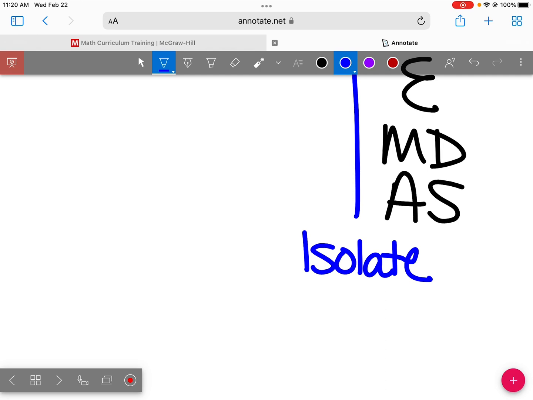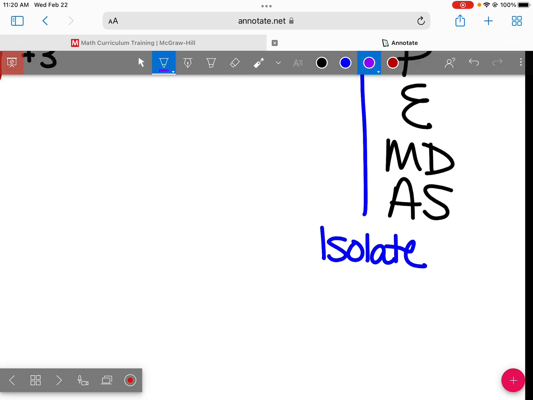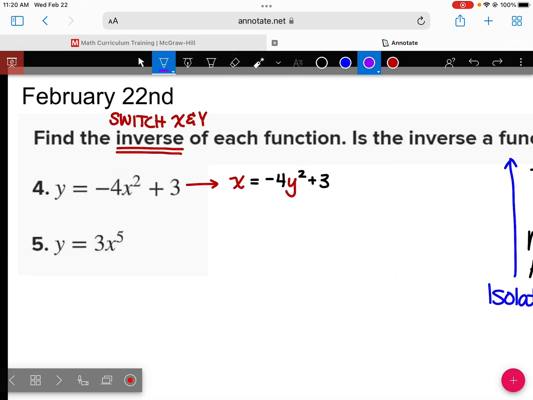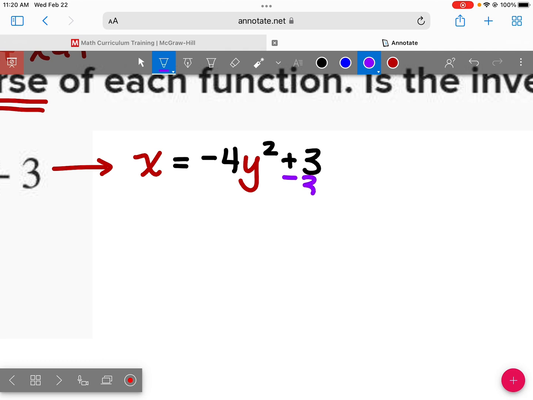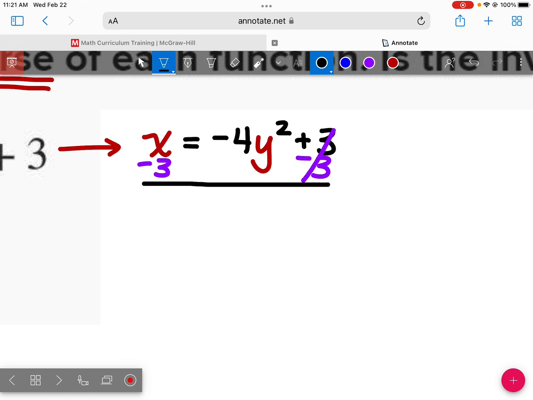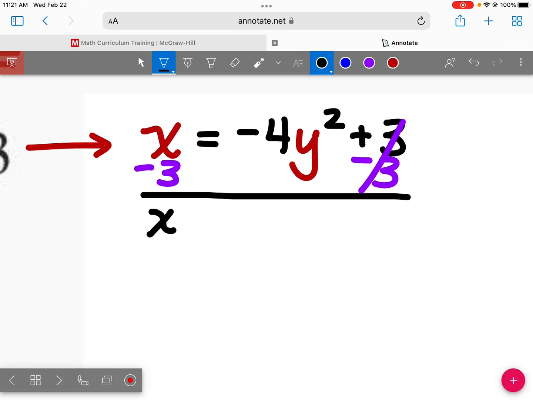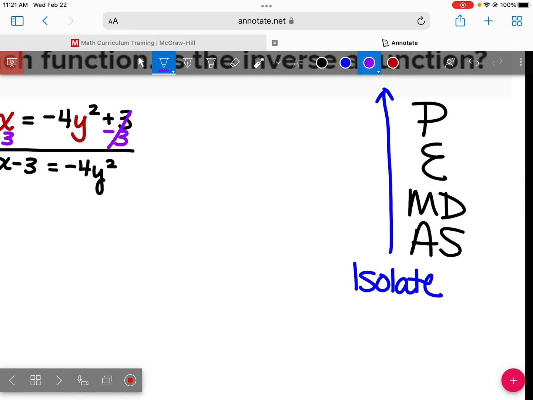So again, we're trying to isolate y. So I'm looking only on the side where y is. First thing I'm going to ask myself is, do I see any addition or subtraction on the side where y is? Plus 3. We have to make that cancel. So minus 3 on both sides. We need to eliminate that piece so that we can isolate y. So I have x minus 3 equals negative 4y squared. So I've gotten done with the addition or subtraction step.